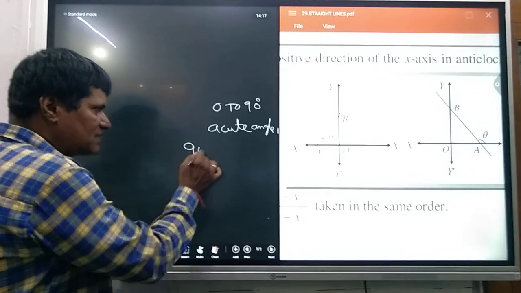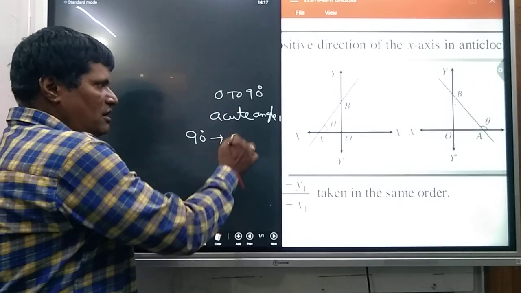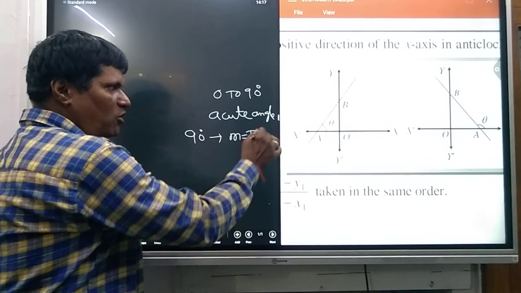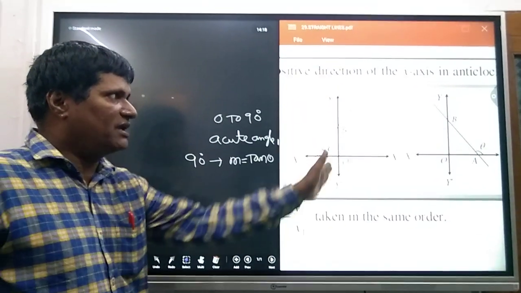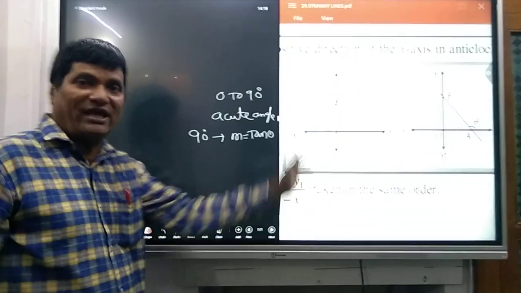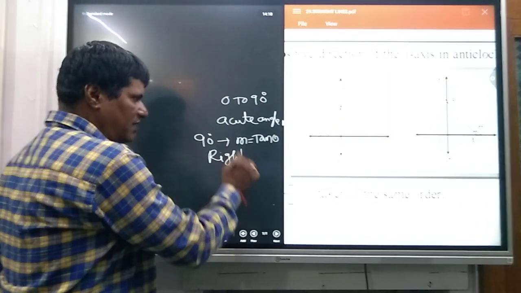Wherever it is exactly 90 degrees, m is equal to tan theta is the slope of this. If theta is 90 degrees, this line will be perpendicular to the x-axis. This line is making a perpendicular to the x-axis. This is called a right angle. 90 degrees is a right angle.